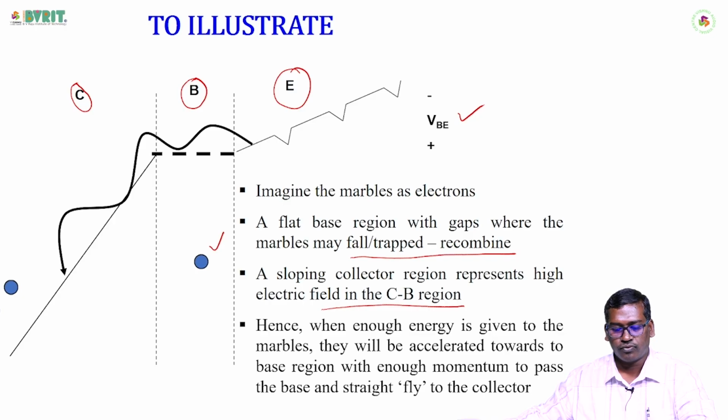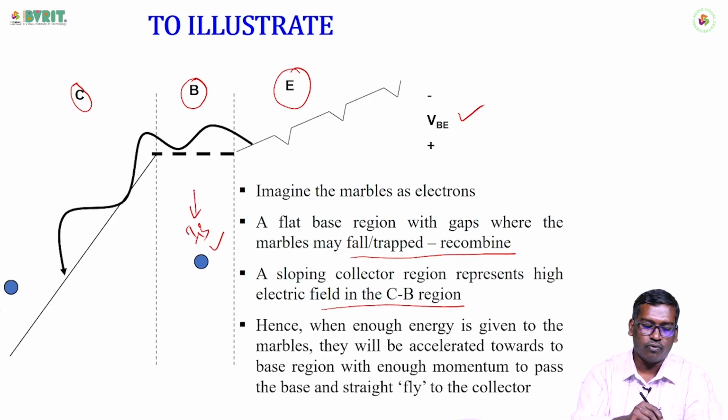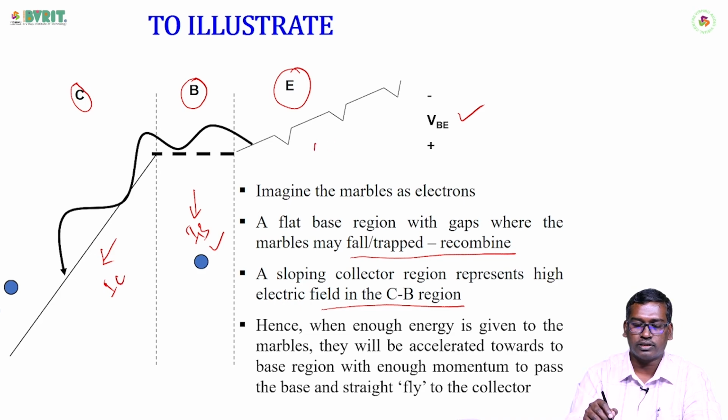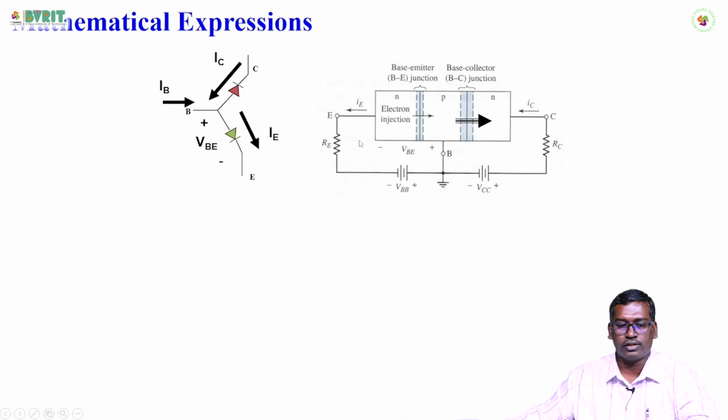At the base, we can see that the recombination, that is the IB current is falling here. IB current, where you can see that the IC current, here we can see that IE current, right? This is the way we can understand the transistor illustration.